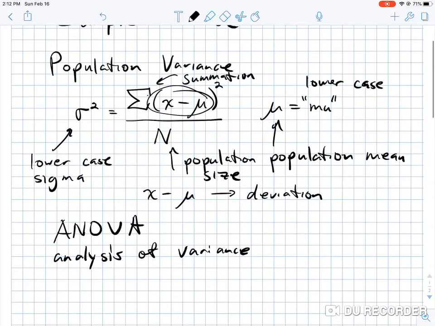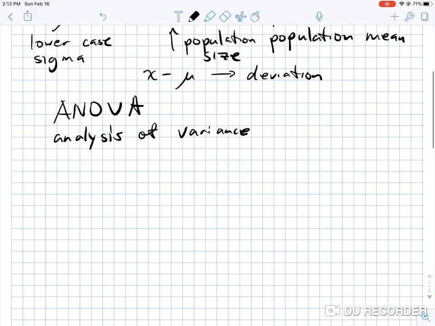So here is the population variance. You see your deviations. I know it looks a little messy, but we'll clean it up later on. But you have your deviations, lowercase mu for the mean, because this is the population mean, lowercase sigma for your variance, and you have your population size.